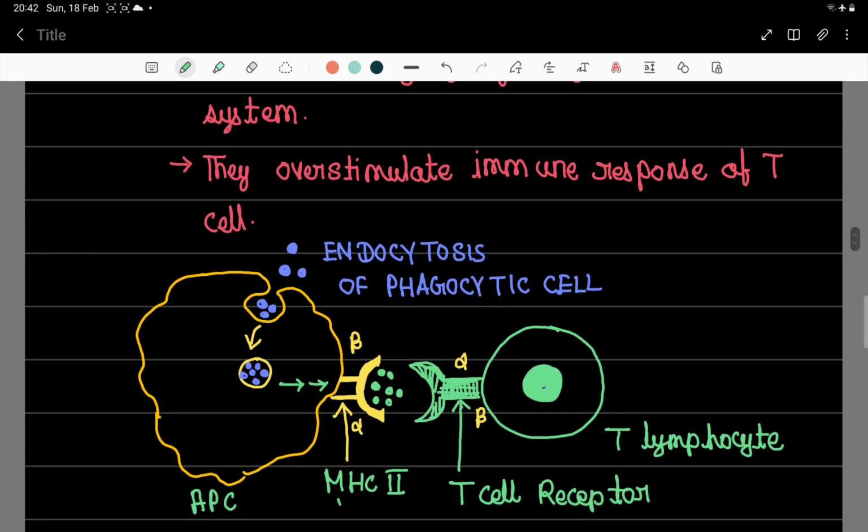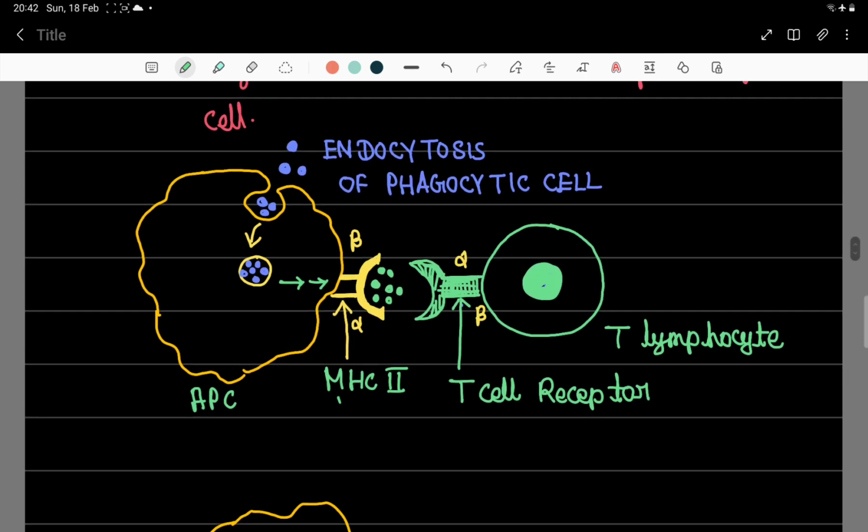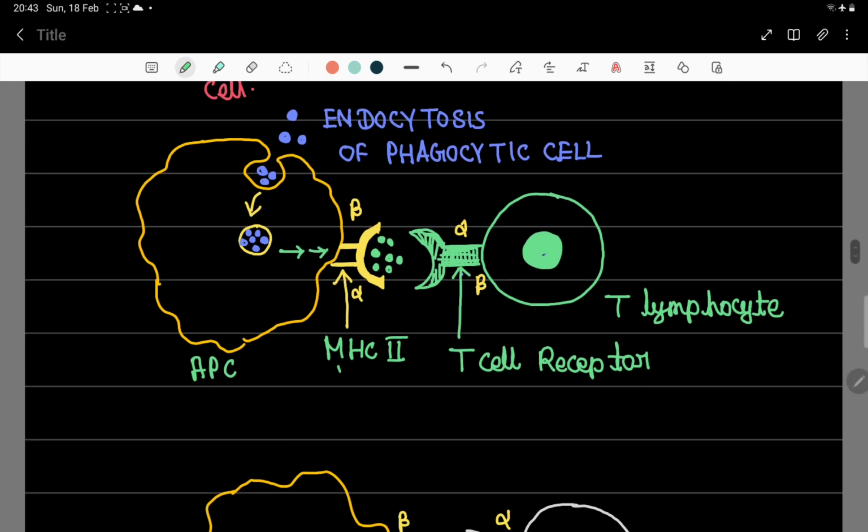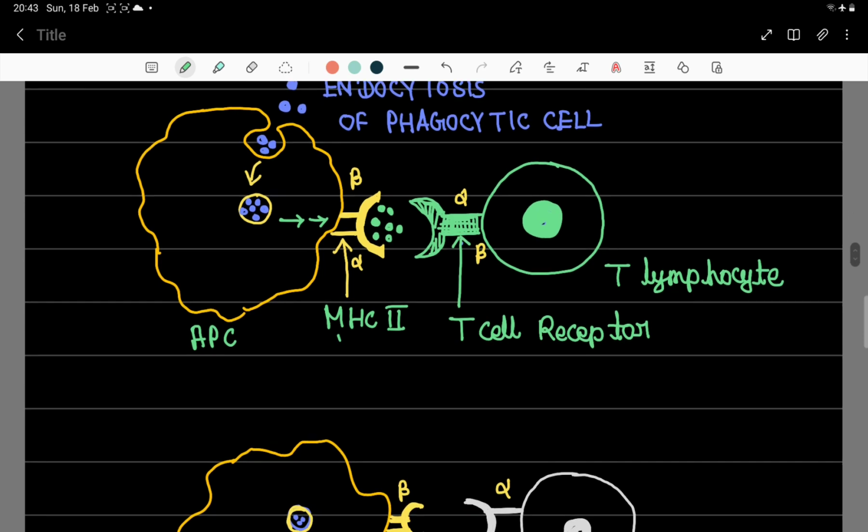So in the normal condition, you see this is some kind of antigen. This antigen is phagocytosed by our antigen presenting cells. The antigen comes to the cytoplasm, where it is processed, and finally after processing it is expressed on the surface by MHC second receptors. So by MHC second it is presented to T cells, and then T cells take action. They secrete granzyme, they secrete perforin, and they destroy this antigen. This is how the normal mechanism of the immune system works.